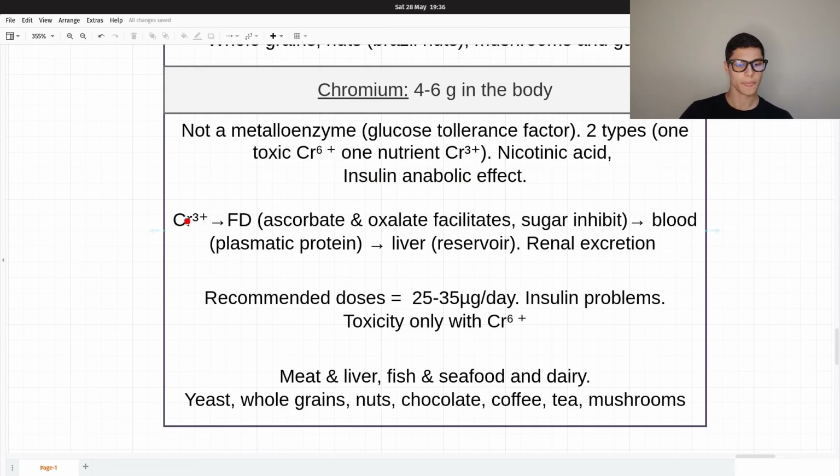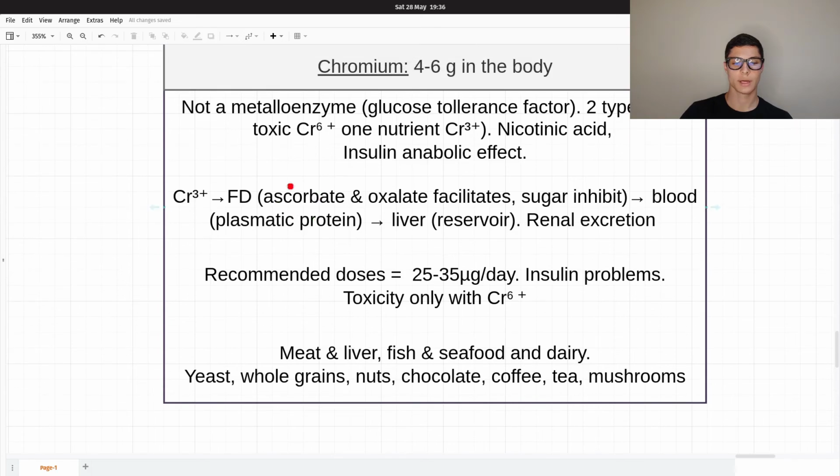So, the absorption, chromium 3 is absorbed via facilitated diffusion, and we have to mention that ascorbate and oxalate facilitate, which is very rare that oxalate facilitates an absorption. This is the only exception, and in this case sugar inhibits its absorption, which is again an exception because the sugar tends to enter the enterocytes together with minerals, but in this case inhibits the absorption of chromium.